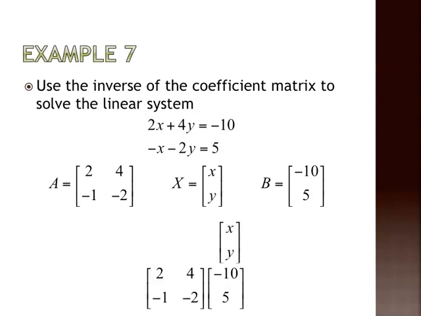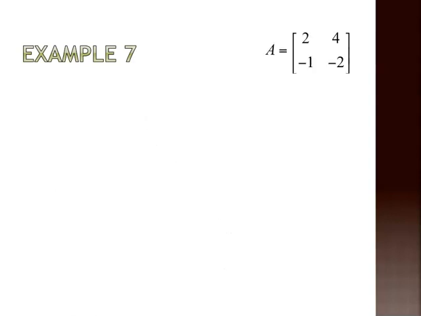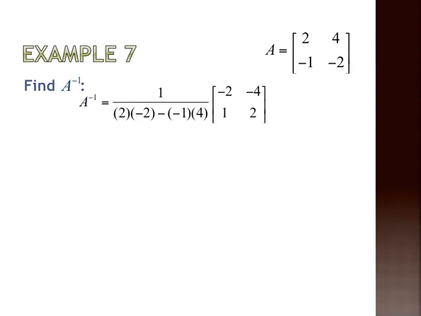And again, just to check that this is in fact what we want, we have 2x plus 4 times y is equal to negative 10. That's good. Negative 1 times x plus negative 2 times y is equal to 5. That looks like that second equation. All right, we start off by finding A inverse. So we have 1 over 2 times negative 2 minus negative 1 times 4. And then for the matrix, we're going to swap the 2 and the negative 2, and then the 4 and the negative 1 become the opposite.